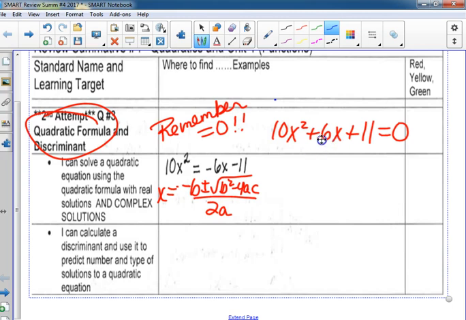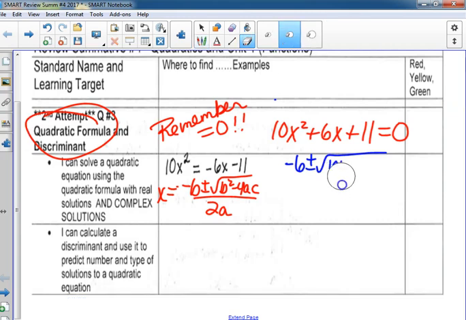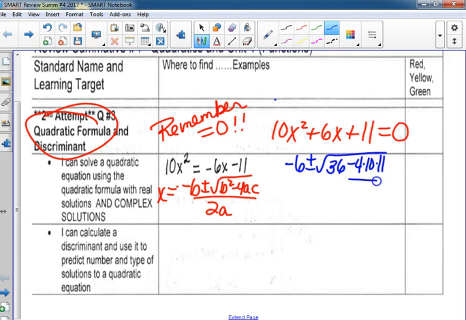So over on our example here, opposite of b plus or minus the square root of b squared, which is not 100, it's 36, right? Minus 4 times 10 times 11, all over 2a, which would be 20. So negative 6 plus or minus the square root of, that's what, 440? Is it negative 404, anybody? Wow, that was lucky because I was kind of guessing. Okay, now what?